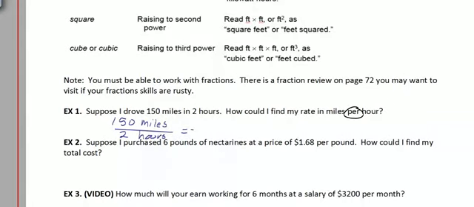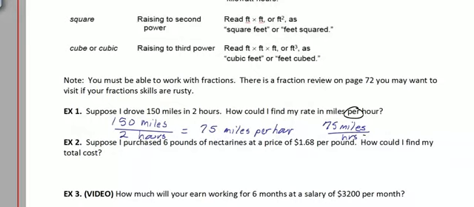So if I just take the 150 and divide it by 2, that tells me I was traveling at 75 miles, and we can write this as miles per hour, or we can write this as 75 miles on the top and then hours on the bottom. Either way.